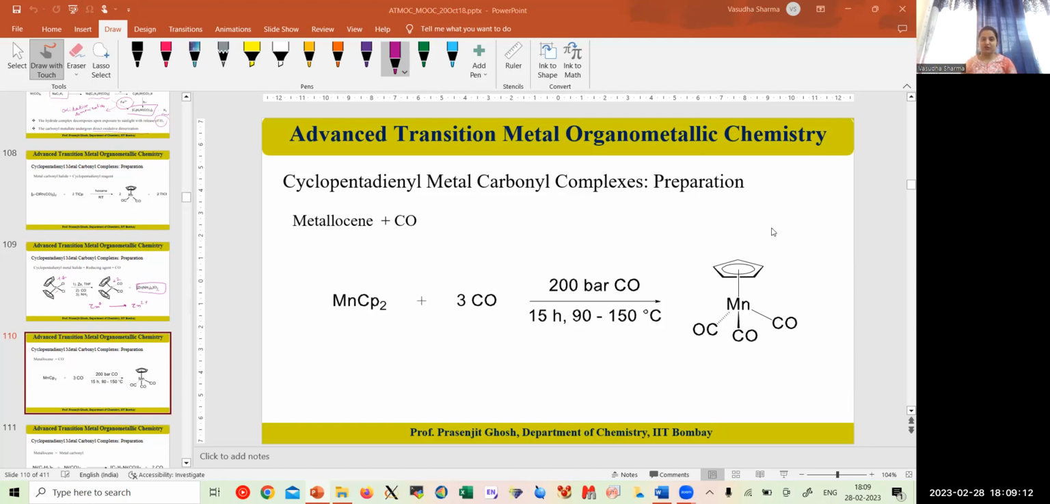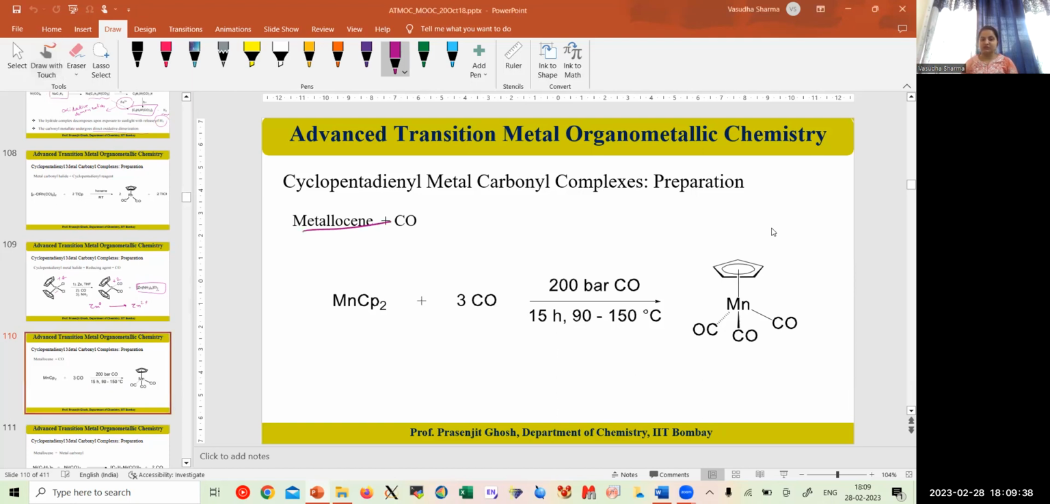So last time what we saw is the preparation of cyclopentadienyl metal carbonyl complexes. This is what we call heteroleptic systems, where it is not homoleptic because all the ligands are not the same. They are different. One is Cp, one is carbonyl. So we are starting with how we can have a combination of both.